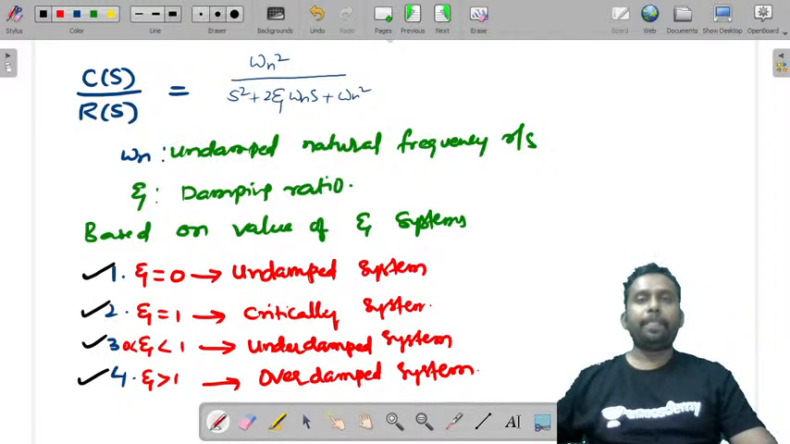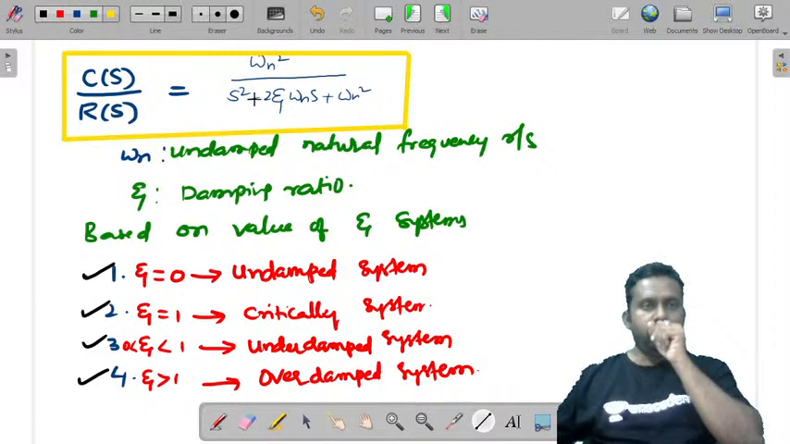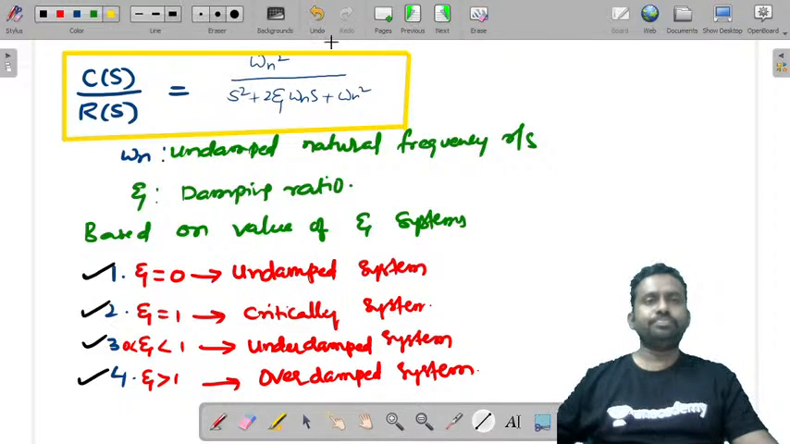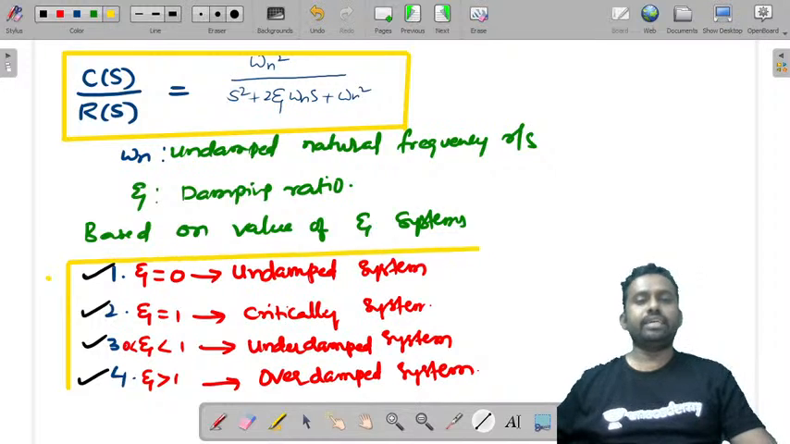Now, hope this is clear. This is the standard second order system, and these are based on the values of zeta. Systems are classified.